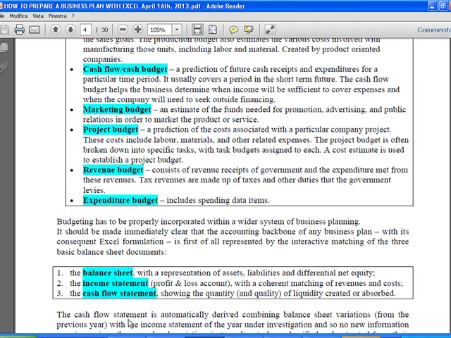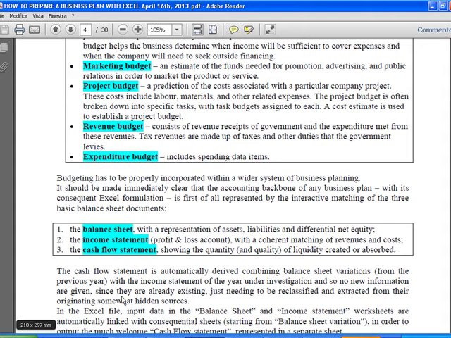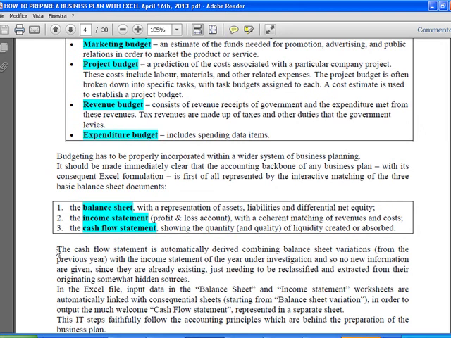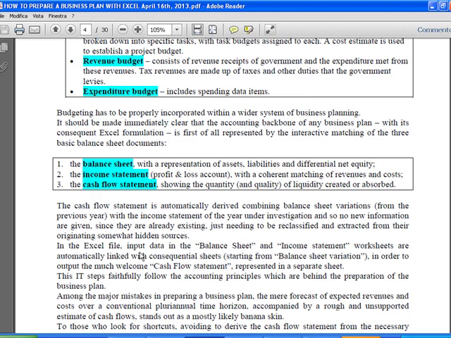We are going to see that from an accounting point of view, the cash flow statement is a combination of differential balance sheets and income statements. It is also written here. The cash flow statement is automatically derived combining balance sheet variations with the income statement of the year under investigation. This is all going to be represented in the Excel file.